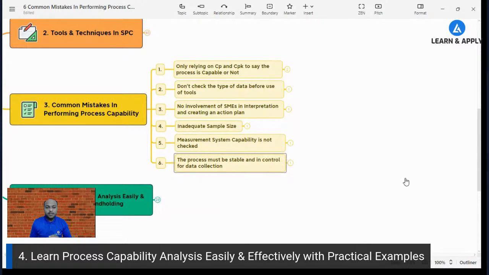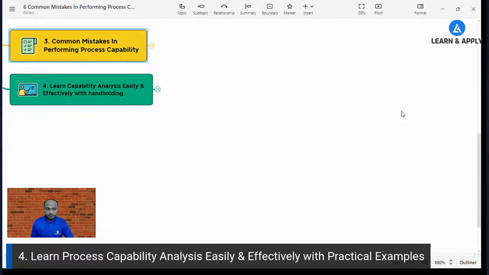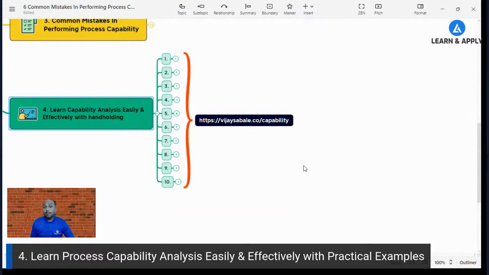Now, the last part of today's session is how we can learn the process capability analysis easily and effectively with practical examples, right? So I have explained the importance of statistical process control, what the tools are as a part of this, what mistakes people make, and how we can avoid those mistakes in real life implementation. Now, how can we learn process capability? If you want to learn the process capability in detail, then we need to follow this 10-step approach. Although I have already explained some part of that approach while mentioning the tools and techniques as a part of SPC, let me explain it in a systematic, stepwise approach.